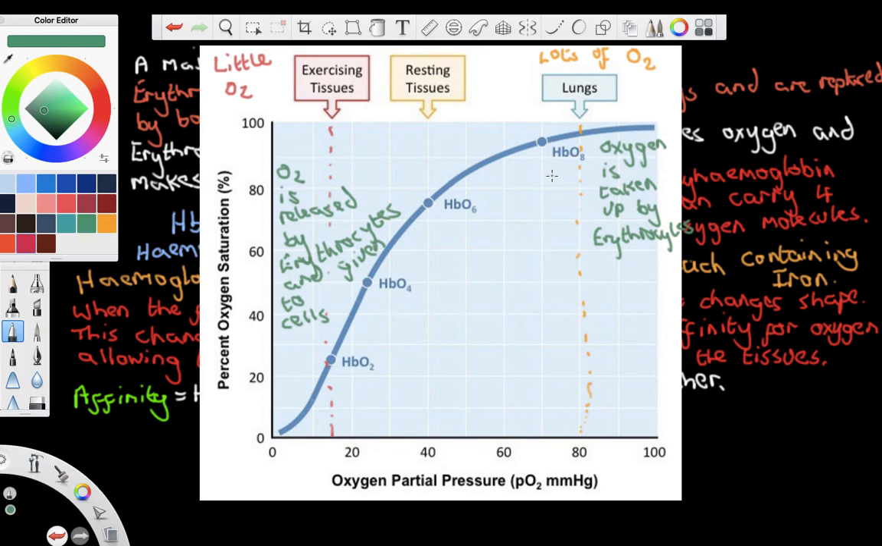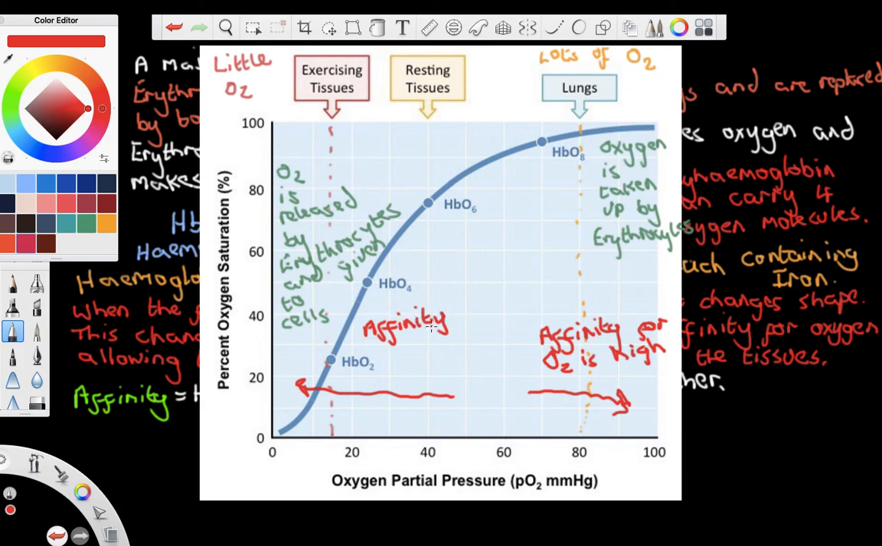Here, on the right-hand side, affinity is high. So, on this side of the graph, affinity for oxygen is high. Whereas on this side of the graph, affinity for oxygen is low. So on this side, we've got affinity for oxygen is high, and that's in the erythrocytes. And on this side, affinity for oxygen is low in the erythrocytes.